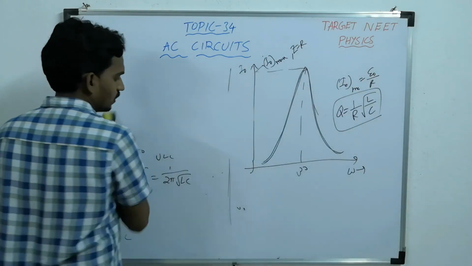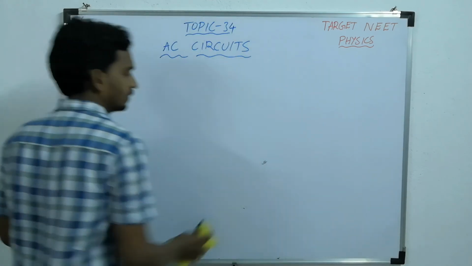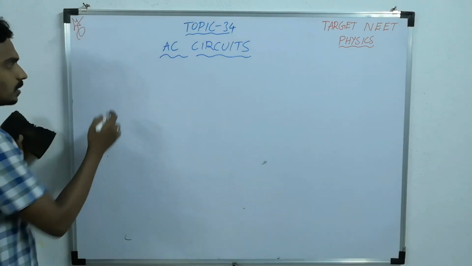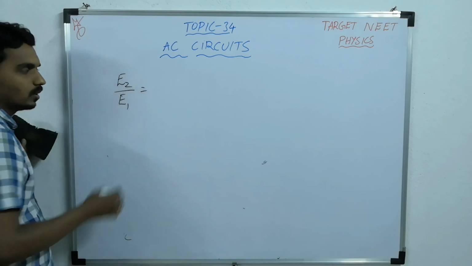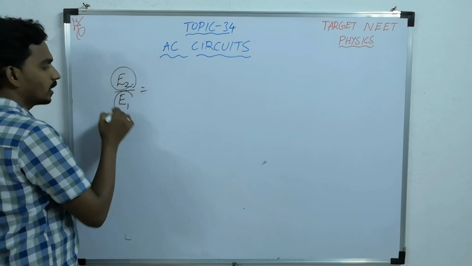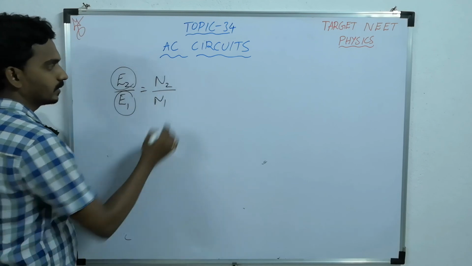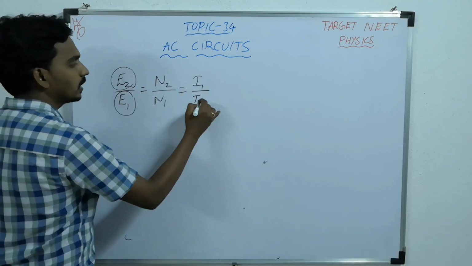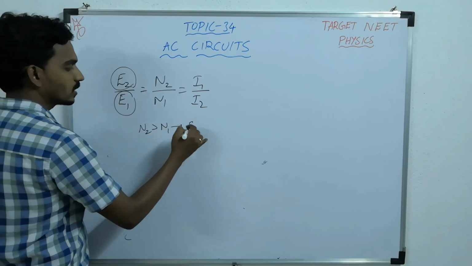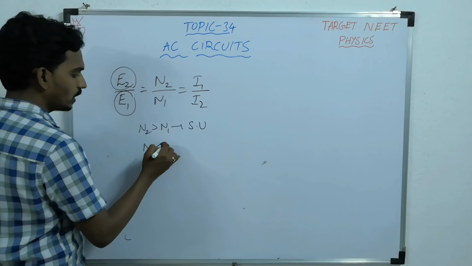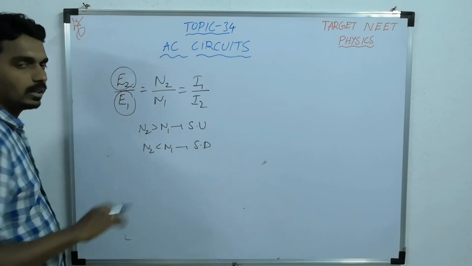Last and finally, based on transformer also sometimes questions will come. Transformer means step up and step down. E2 by E1, voltage across secondary coil by voltage across primary coil, is N2 by N1. It is nothing but I1 by I2. So if N2 greater than N1, step up. If N2 less than N1, step down transformer. So they will give questions like this.